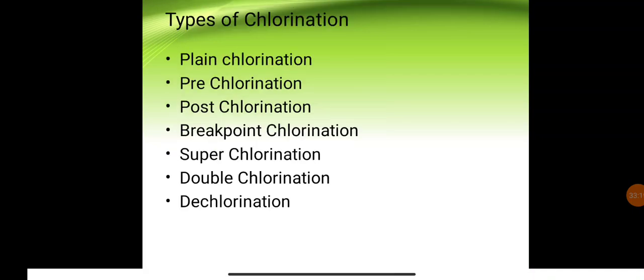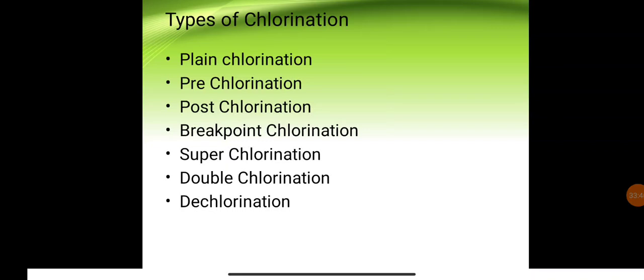And the dosage is 5 to 15 mg per liter. Then what is meant by double chlorination? Double chlorination is a process in which water is chlorinated twice. That means pre-chlorination and post-chlorination are generally used in double chlorination. It is adopted when the raw water is highly contaminated and contains large amounts of bacterial life. In that condition, we go for double chlorination before the treatment process.